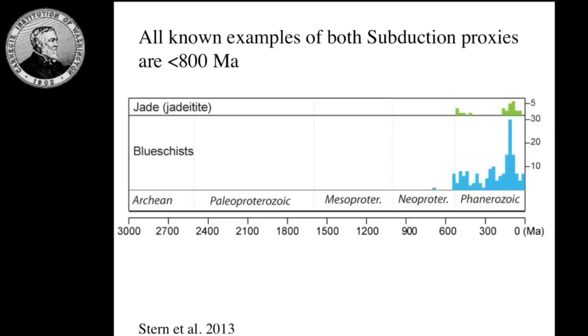Okay, so if we look at all of the known examples of these two subduction proxies, blue schist and jadeite, that's what it looks like. This only goes back to 3 billion years. It's a question of how skinny a figure you want, but we could extend it over here to 4.5. This is where they're found. They're mostly Phanerozoic, and the oldest blue schist is actually in western China, in the Aksu, 800 million years or so. Okay, those are the facts.